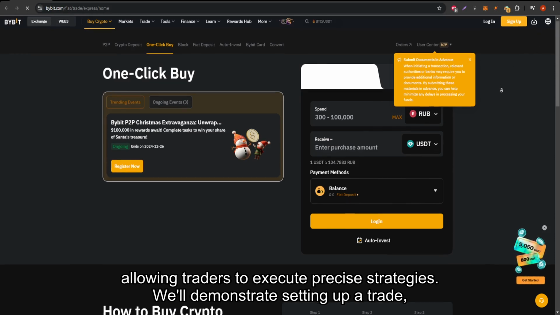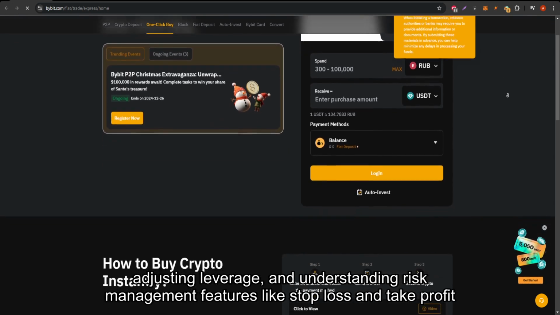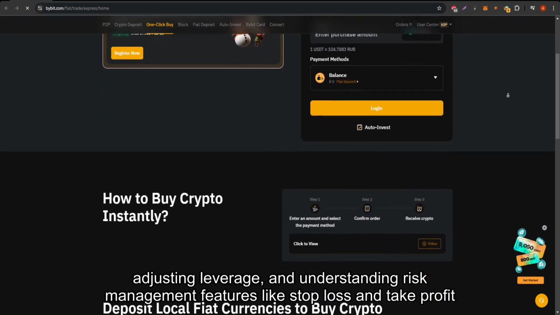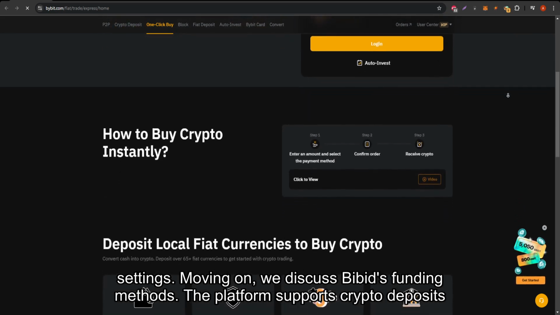We'll demonstrate setting up a trade, adjusting leverage, and understanding risk management features like stop-loss and take-profit settings.